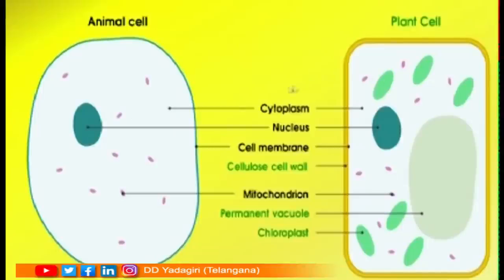One more difference is in the plant cell you see a vacuole, whereas in animal cell they are absent. A few animal cells also have them, but that is restricted only to unicellular organisms. In a multicellular organism we don't see any vacuole.